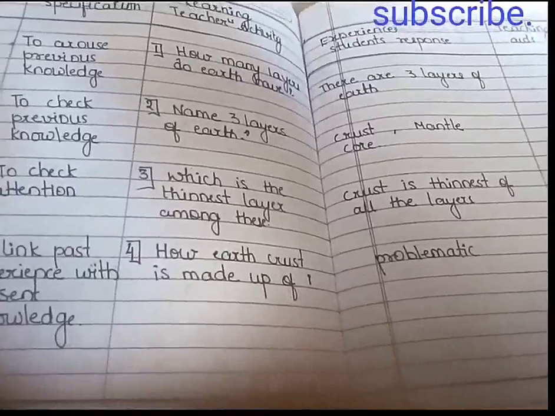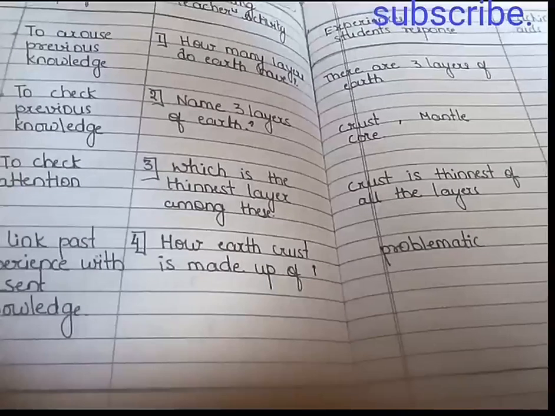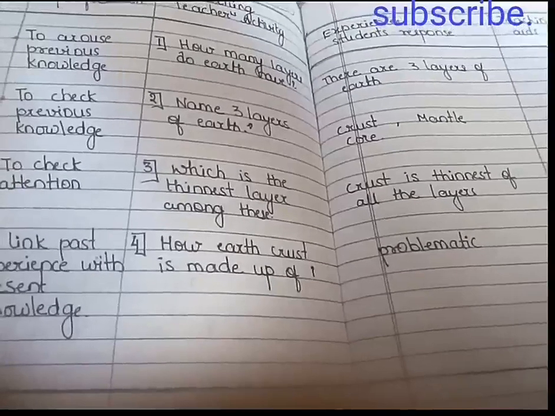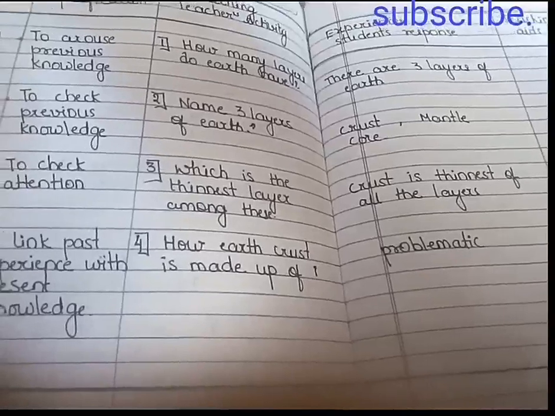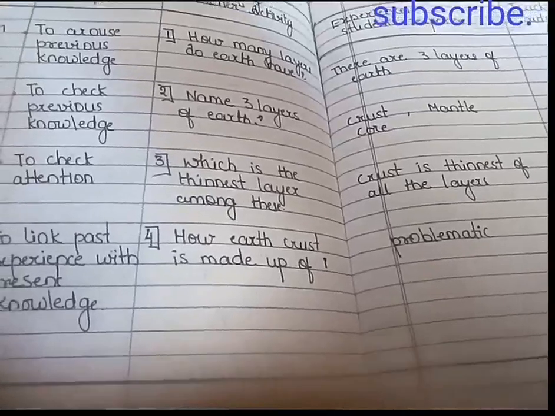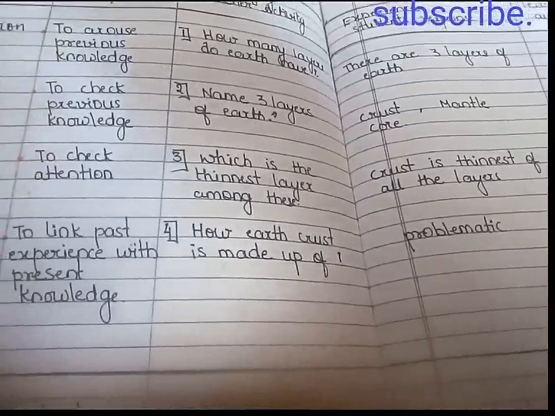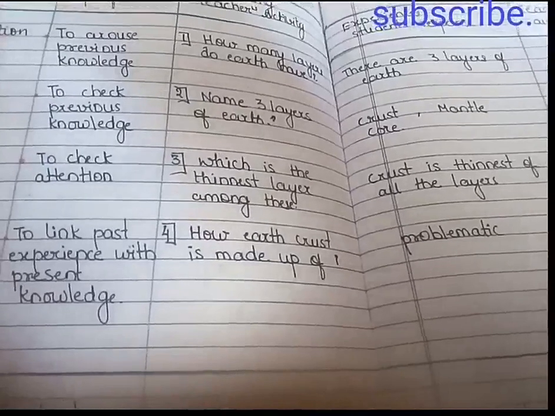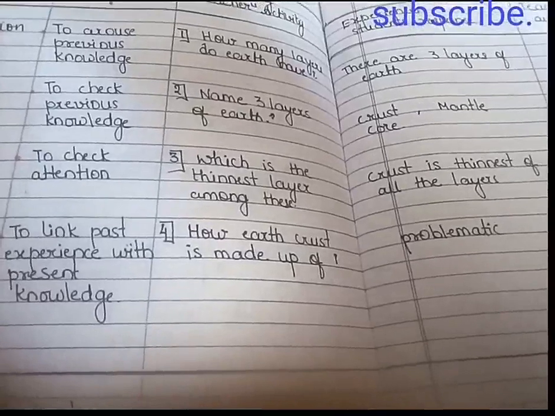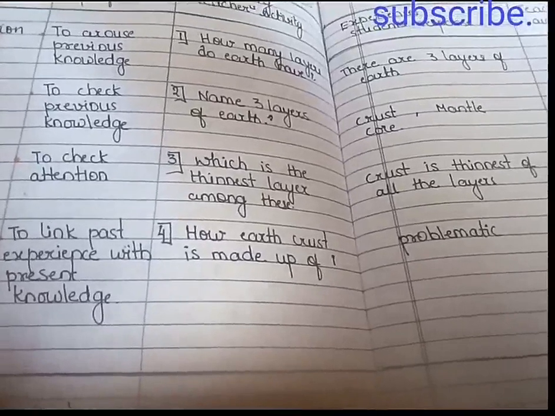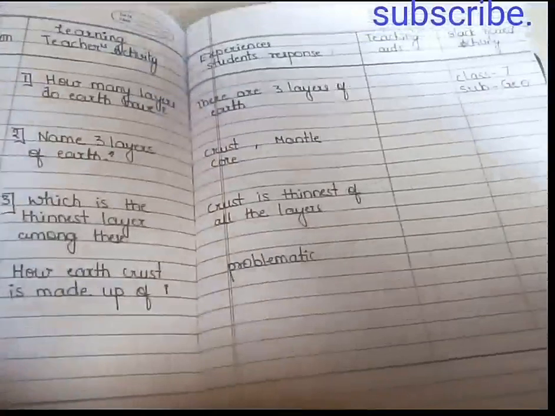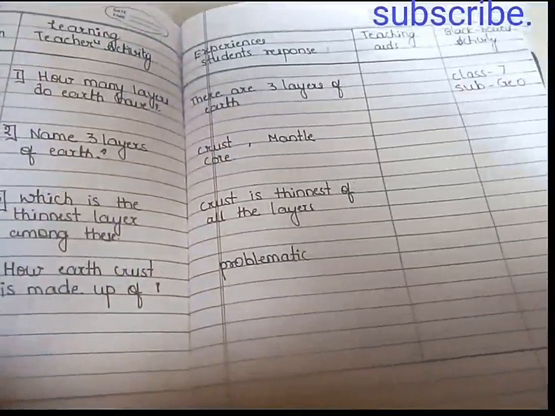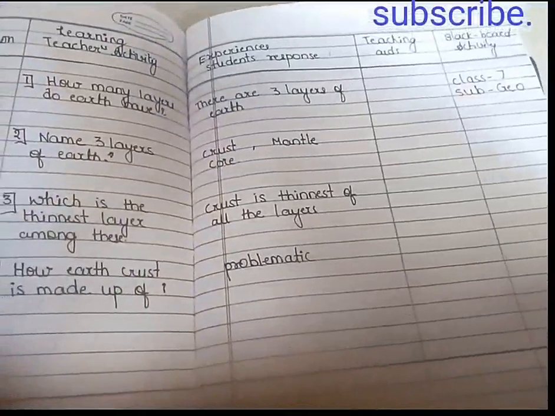And here I have also added objectives and specification. You can see that: to arouse previous knowledge, to check previous knowledge, to check attention, to link past experience with present knowledge. Like this we have to write all the points. And here we have to write the class. Class is 7th and subject is geography.